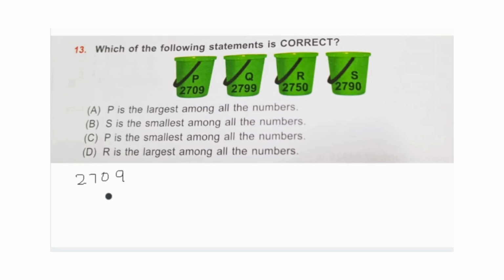2709, which is P. Now the next smallest number is 2750, which is R. So let's write down 2750, which is R. Now the next number is going to be S, which is 2790, which is larger than R. And the biggest number here is Q, which is 2799.